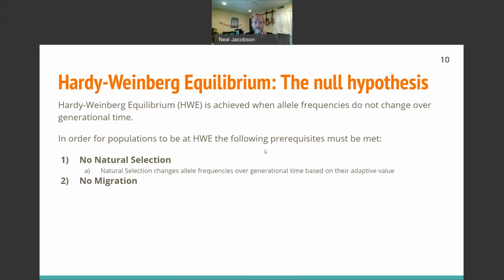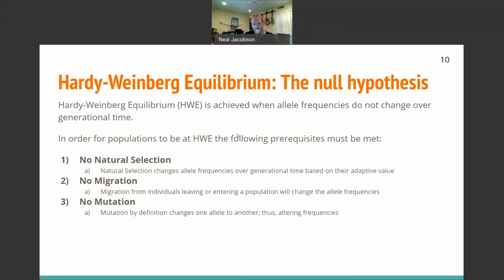The next one is there cannot be migration. People cannot be coming into a population or leaving a population. That's going to change the allele frequencies, and that's going to remove the equilibrium, that steadiness of allele frequencies over generations. That means there can be no mutation. That means a big A cannot randomly mutate into a little a allele. That alters allele frequencies. Mating has to be completely random.